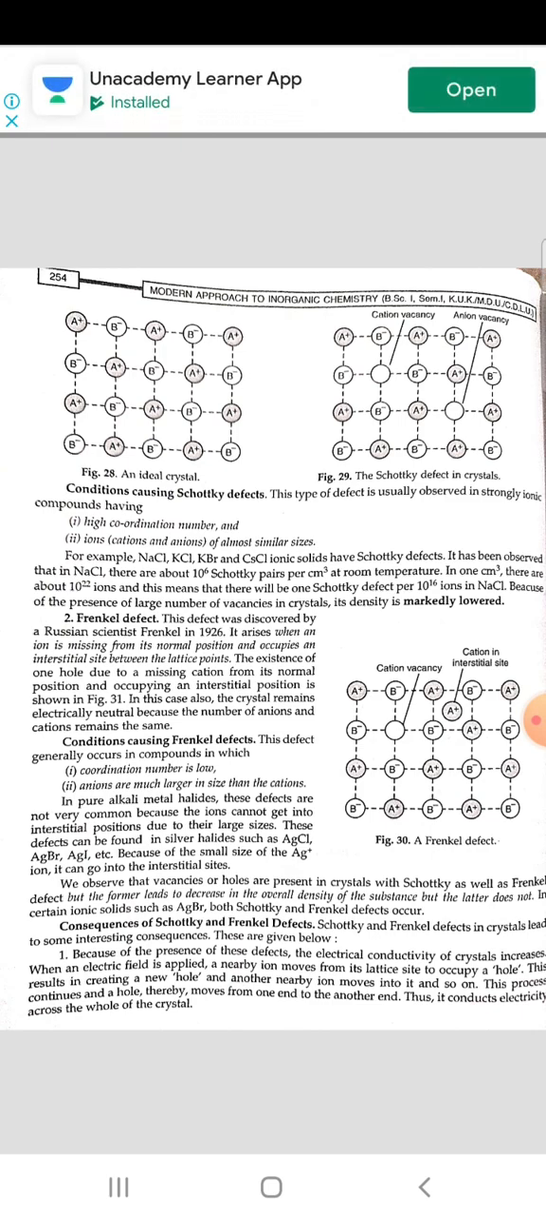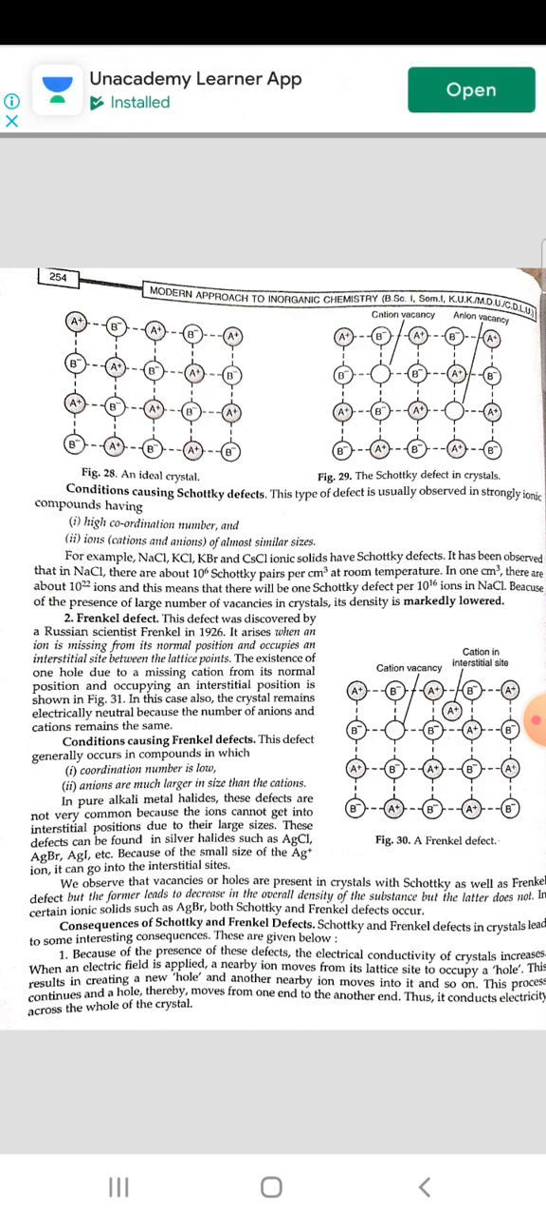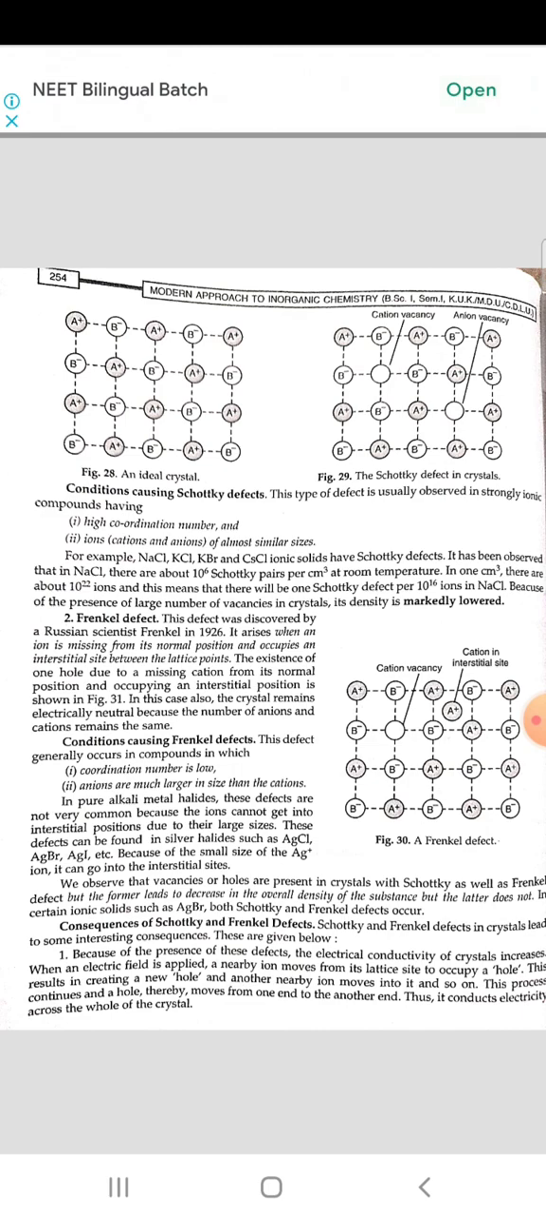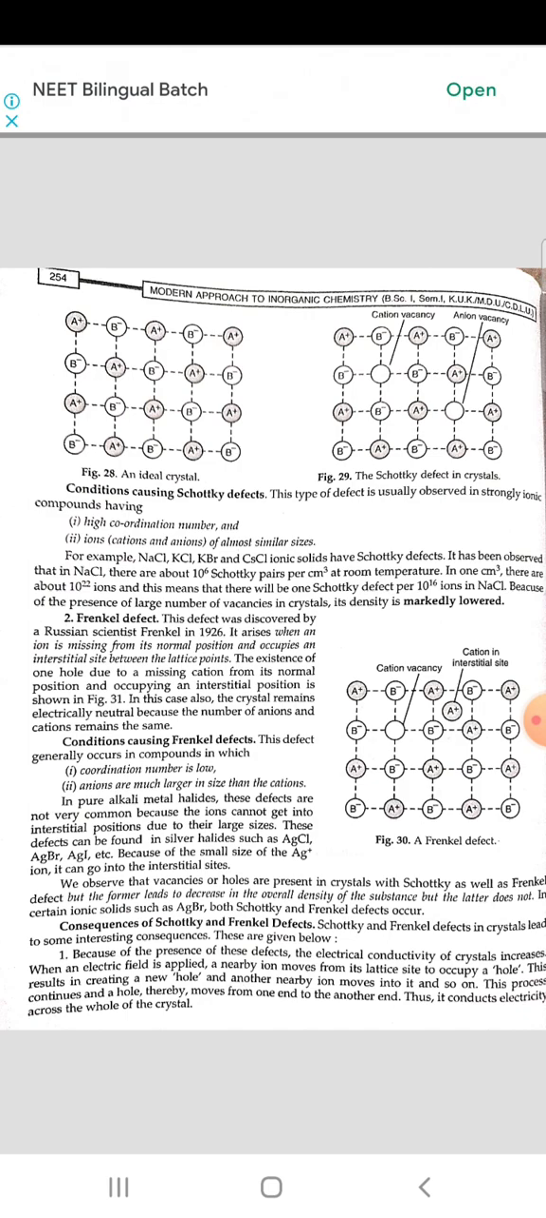Conditions causing Schottky defect. This type of defect is usually observed in strongly ionic compounds having high coordination number and cations and anions of almost similar size. For example, NaCl, KCl, KBr, CsCl ionic solids have Schottky defect. It has been observed that in NaCl there are about 10^6 Schottky pairs per cubic centimeter at room temperature. In 1 cubic centimeter there are about 10^22 ions, and this means there will be 1 Schottky defect per 10^16 ions in NaCl. Because of the presence of a large number of vacancies in crystals, its density is markedly lowered.